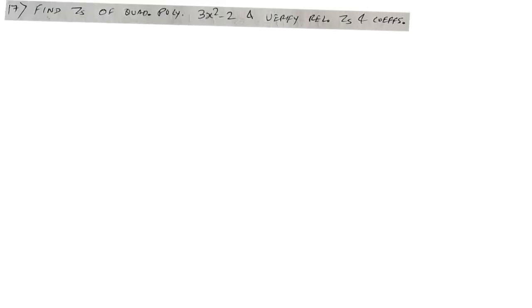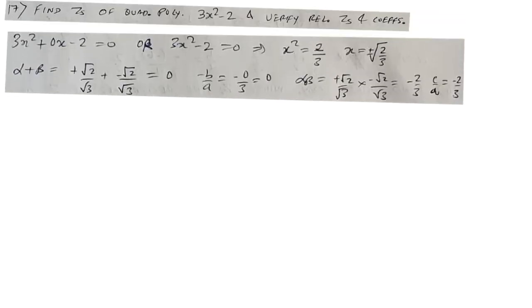Find zeros of the quadratic polynomial 3x squared minus 2 and verify zeros and coefficients. Note that even here the x term is not there, which means in our case b is 0. It can be written as 3x squared plus 0x minus 2 equal to 0, or 3x squared minus 2 equal to 0, which implies you take the 2 to that side and send the 3 down, you will get x squared is equal to 2 by 3, or x is equal to plus or minus square root of 2 by 3. What is square root of 2 by 3? Square root of 2 in the numerator and square root of 3 in the denominator.